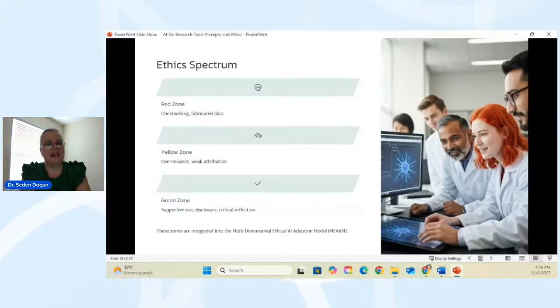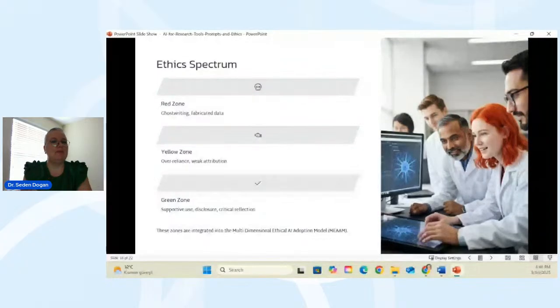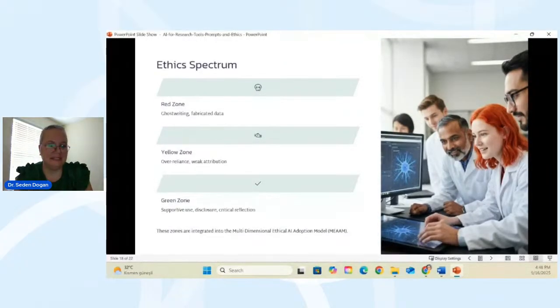So letting AI write for you, fabricating data or fabricating citations, or misrepresenting sources. So if you find yourself asking, should I disclose this? You are probably already in the red zone. These practices violate not only academic integrity, but also publisher policies.